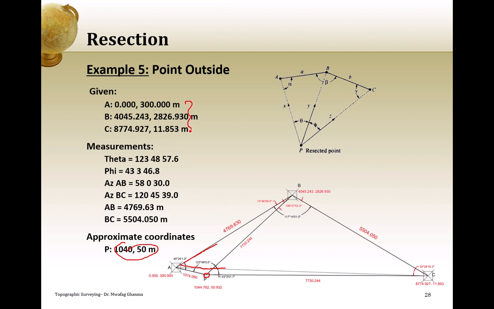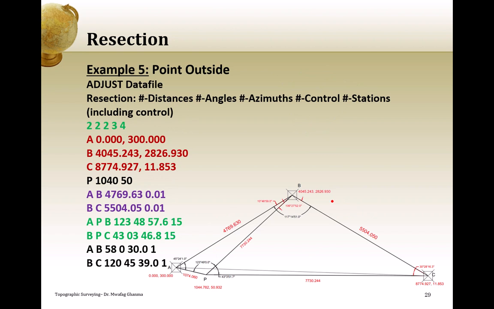Now, for the point outside, we have the coordinates of the 3 points. We have the measurements of 2 angles, which is angle 1, call it theta, and this one is the phi angle. We measured them, theta and phi. Azimuth of AB and BC. These are 2 azimuths, and the distances AB and BC. The distances and the azimuths we will measure. And this is the approximate coordinates of point P.